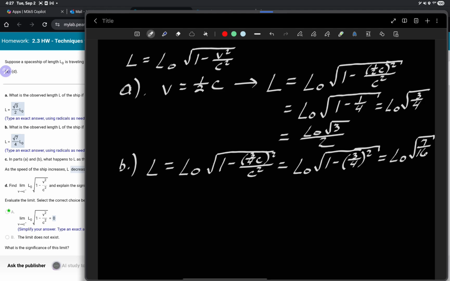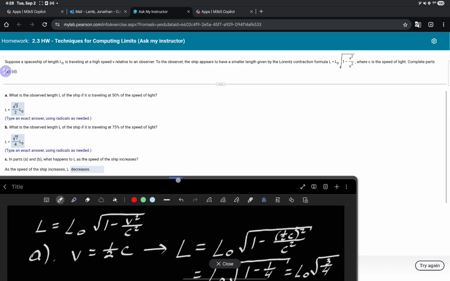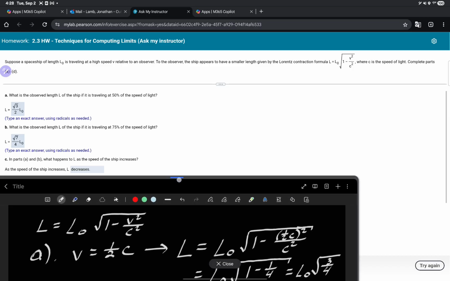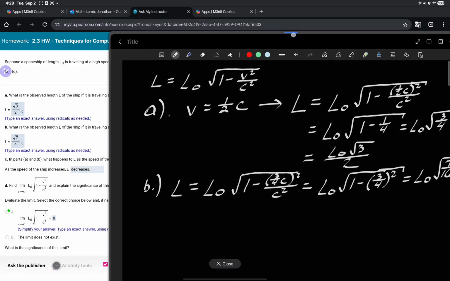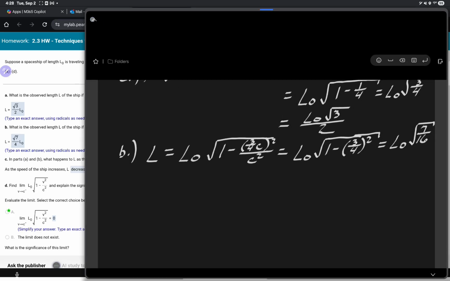Now, for the next part here, if I look at C, it says in parts A and B, what happens to L as the speed of the ship increases? Well, you can see that as the speed of the ship increases, the length is going to decrease. The square root of 7 over 16 is less than the square root of 3 over 2. So the ship is getting smaller as it's approaching the speed of light. We're subtracting more and more from that value of 1 inside of there.